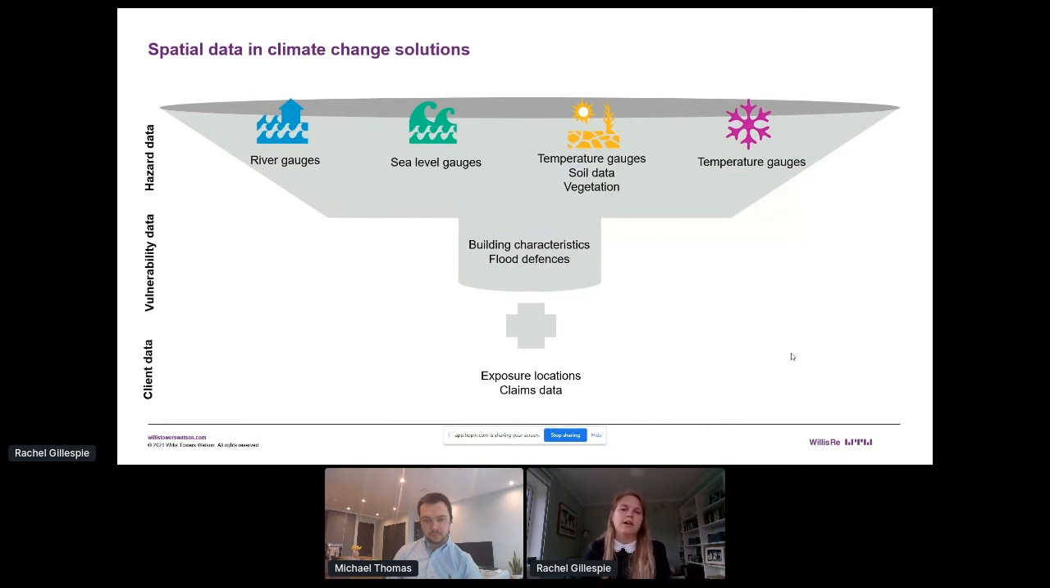And then if you're looking at your vulnerability data, building characteristics, what construction is it, those types of things. Flood defense is also very important for your flood and sea level rise scenario. And then finally, the client data. So going back to the CAT model drawing, those exposure locations, where actually are they situated? Are they close to a river? Are they close to the coast? What kind of information do we have on those exposures? And then finally, if we have some claims data, that's really good to actually validate and calibrate these solutions that we're coming up with.